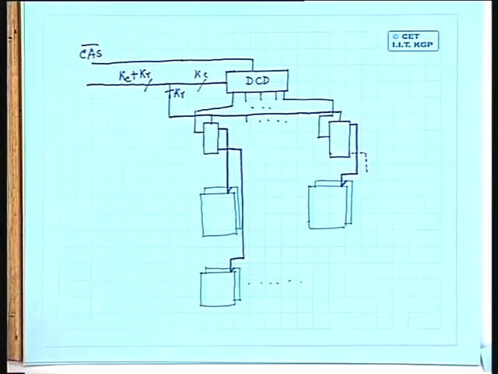Sir, would you please repeat what control signals we have to generate as the controller? Which one?